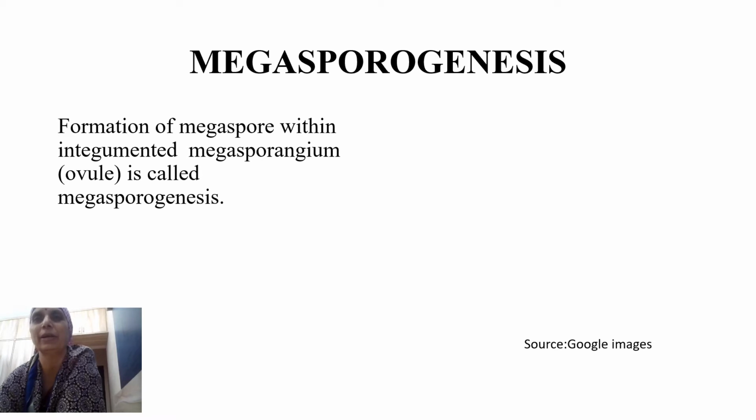It usually has two integuments, the outer integument and the inner integument. Some of the ovules can be unitegmic, meaning only one integument is there, or some can be bitegmic, where two integuments are there.